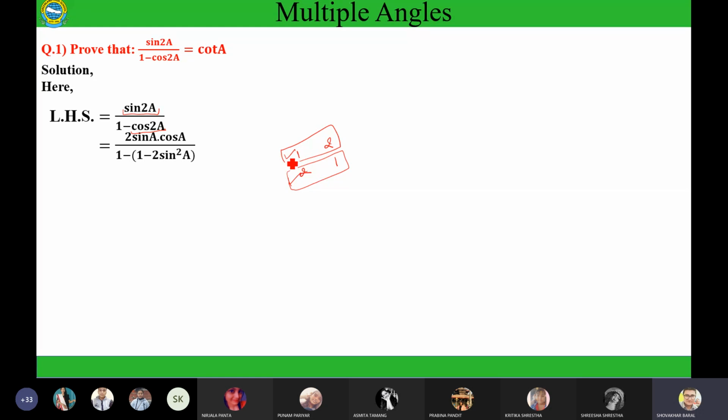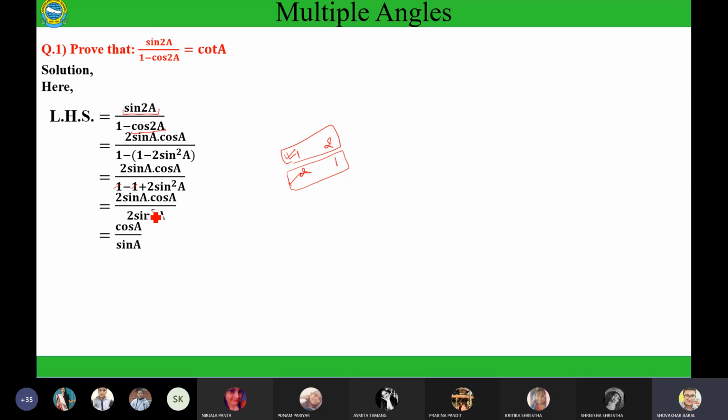So I am preferring this formula over this 21. So 2 sin a cos a upon 1 minus 1, minus times minus is plus, 2 sin square a, is equal to 2 sin a cos a upon 2 sin square a. See here, this -1 and +1 cancel, so it will be 2 sin square a. So let's simplify it further.